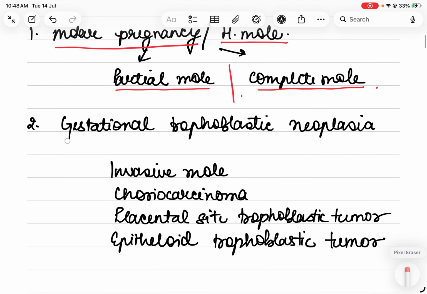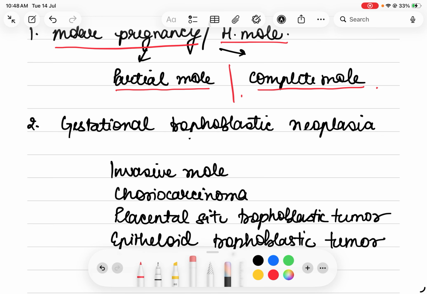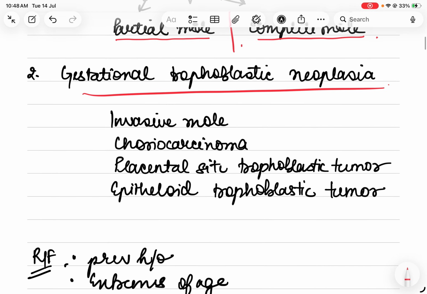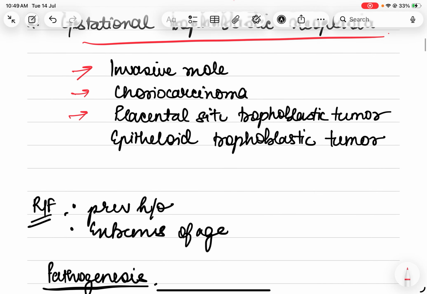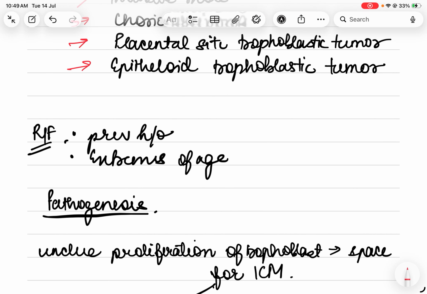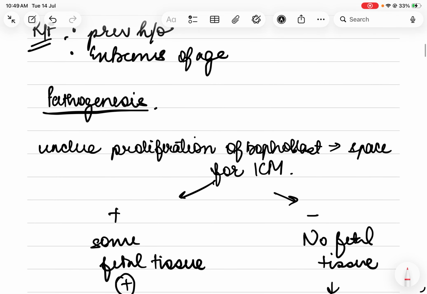Gestational trophoblastic neoplasia also. Gestational trophoblastic neoplasia includes invasive mole, choriocarcinoma, placental site trophoblastic tumor, epithelioid trophoblastic tumor. The risk factors are previous history of molar pregnancy or GTD. Extremes of age are there, and the pathogens with it.